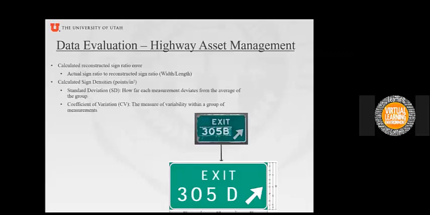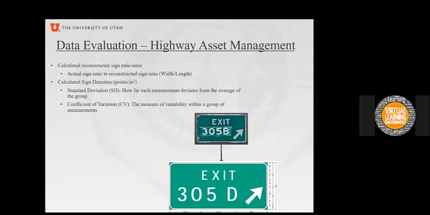So let's talk a little bit about the data evaluation for the highway asset management that we did. We evaluated the data that we gathered in a few different ways, and they change per case study. We calculated the reconstructed sign ratio error, which is the ratio of the width over the length of the actual sign in the real world to the width over the length of the sign that was generated within the model, to see how geometrically accurate we're getting with these reconstructions.